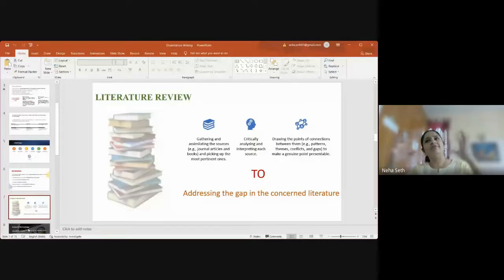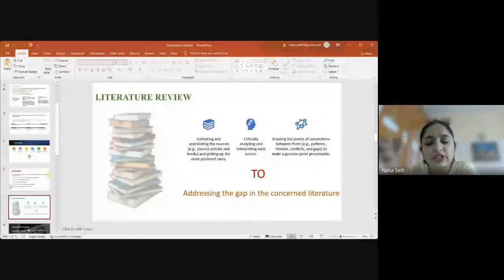Once you have that universe of data related to the literature review, you need to find those specific articles which are directly related to your topic, the topic on which you want to pursue your research. Once you have gathered the data, you need to critically analyze and interpret each source, from where you have received the data, and you have to segregate. Maybe you have collected thousands of papers, but these thousands of papers would not all be related to your work.